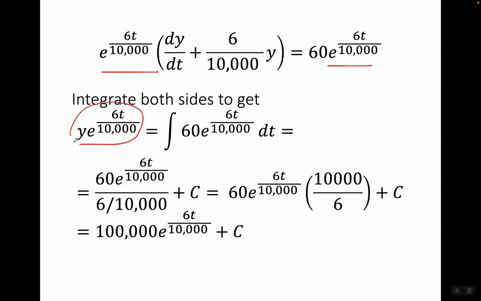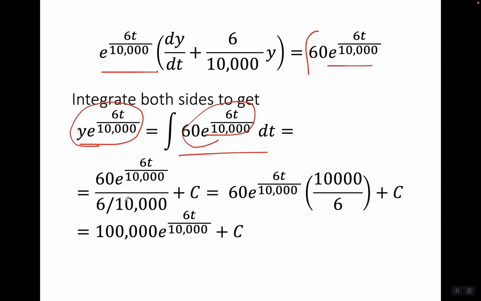So we have y times the integrating factor. It's always going to work out that way when we integrate the left side. That equals the integral of the right side, namely 60 e to the 6t over 10,000 dt. We know how to integrate that. You've got the 60, and the antiderivative of e to the 6t over 10,000 is e to the 6t over 10,000 divided by 6 over 10,000. You remember that from calculus way back when. So we have this plus c.